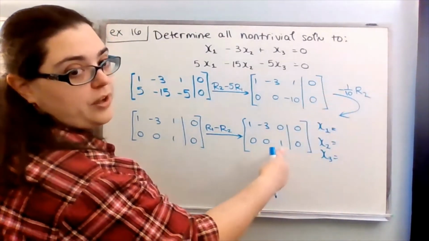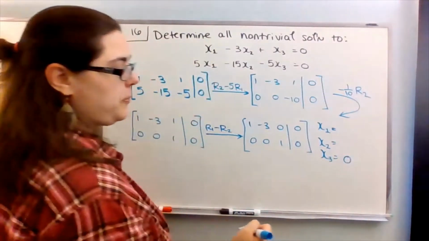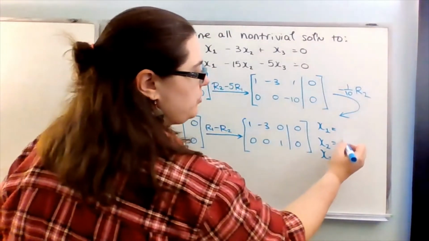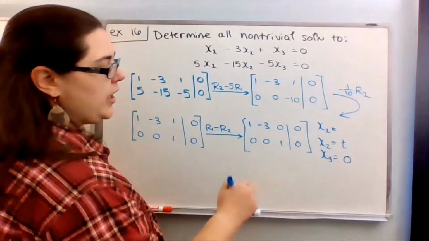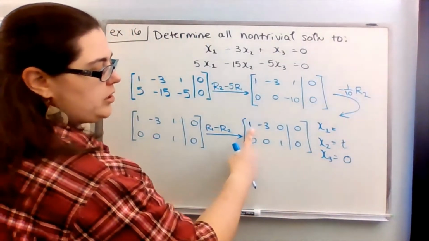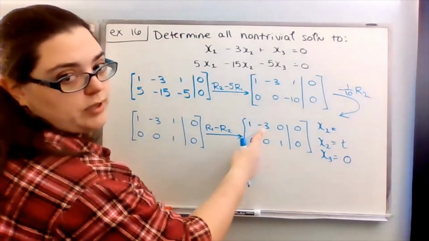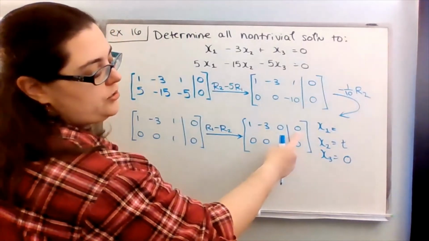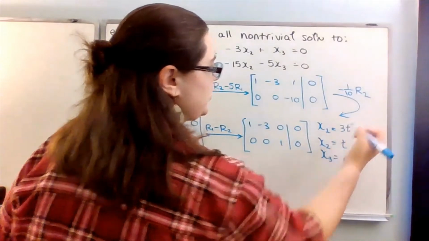So this is telling me that 1x3 is 0. I have no pivot position in the second column, so x2 is going to be my parameter. In this case, I'm using t. And in my first row, this is x1 minus 3x2, or x1 minus 3t. So I'm going to add that over to the other side. There's already a 0 here, so that's fine.